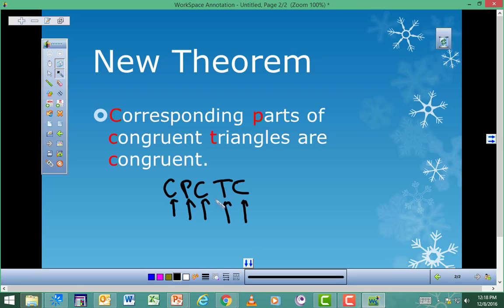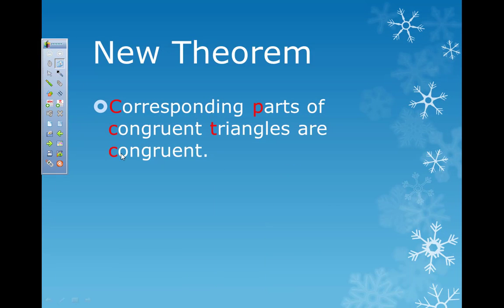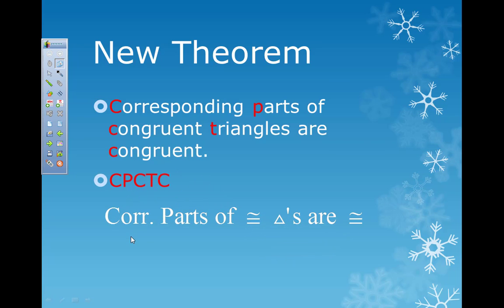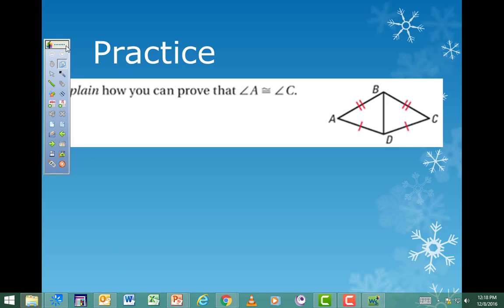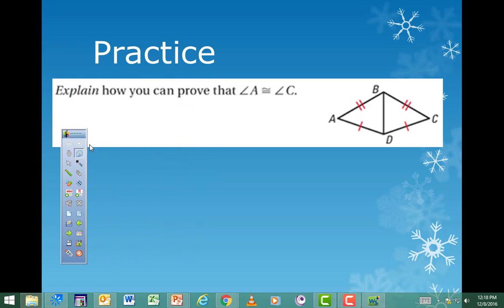Okay, so in any event, pretty easy idea, I think. Corresponding parts of congruent triangles are congruent. Bingo. So let's look at a problem. What we're going to do lots of times is the first step is to prove that triangles are congruent, and then after that we use corresponding parts of congruent triangles are congruent.